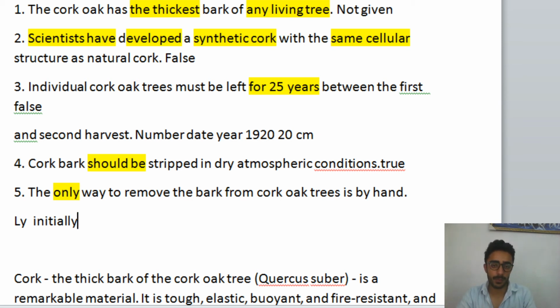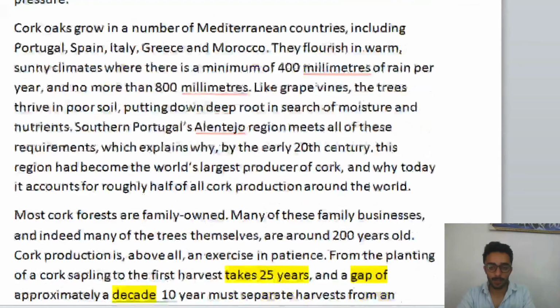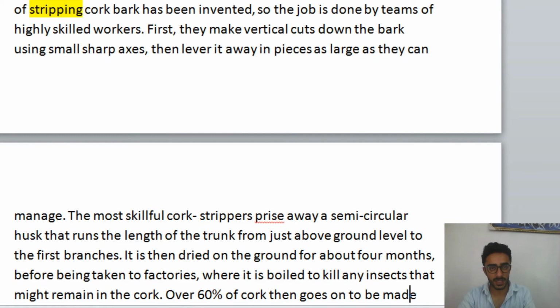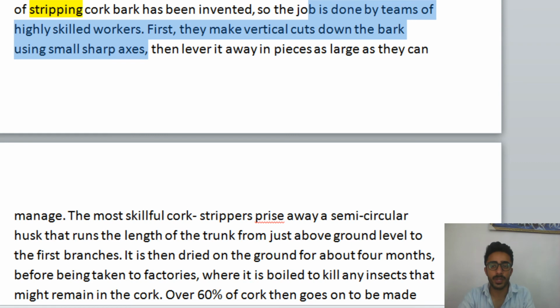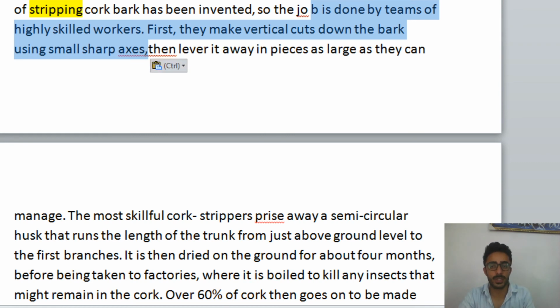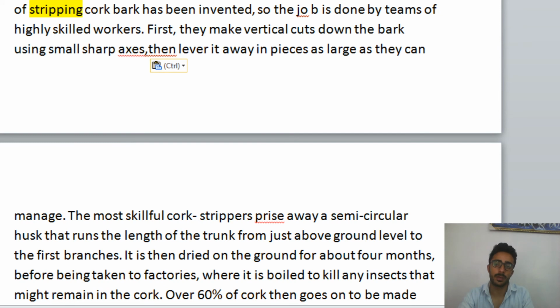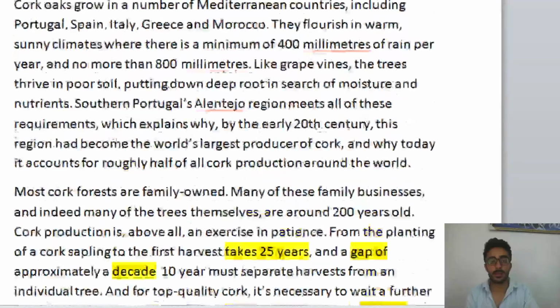So the way to remove the bark from cork trees is by hand. By hand means there are no mechanical means. They need some manual labor for it. I think we have already highlighted the stripping, and there is no machine to strip the cork tree. The job is done by teams of highly skilled workers, and how do they do it? They use the axe. An axe is used to cut trees or to strip them. Strip is basically to remove the thickness or the layers outside of the tree. So no mechanical means is there, means the job is done by hand.